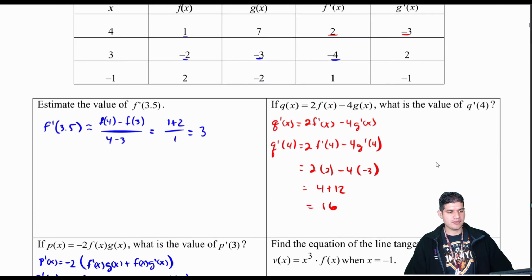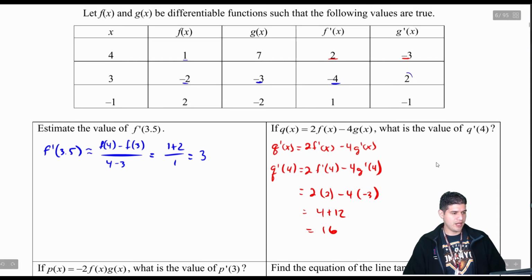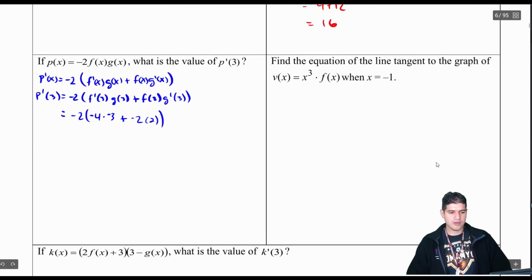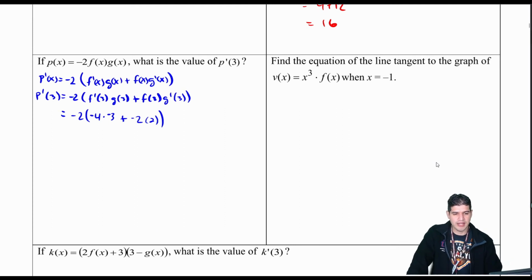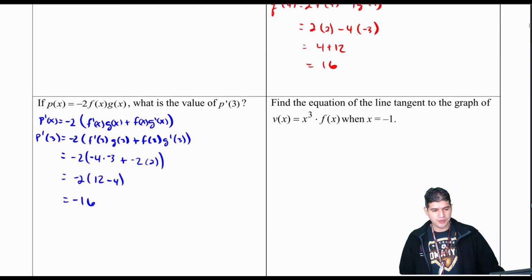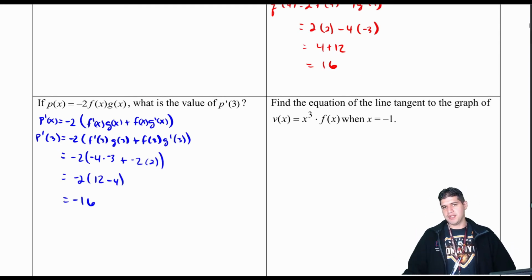And then g prime of 3 from my table, that's going to be right over there. So g prime of 3 is positive 2. Okay, so I want to multiply everything out, just solve for this. So negative 2, I get positive 12 minus 4. So 12 minus 4 is 8. 8 times negative 2 is negative 16. All right, so our final answer here is going to be p prime of 3 comes out to be negative 16. And now we've got one more question remaining.